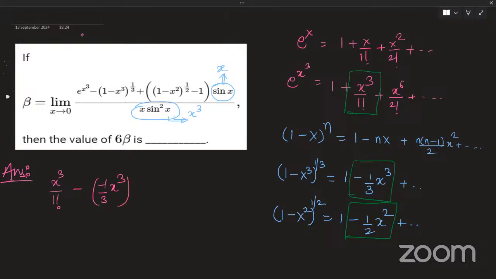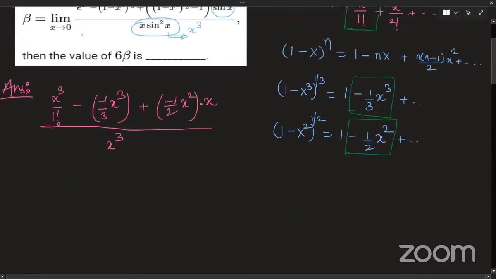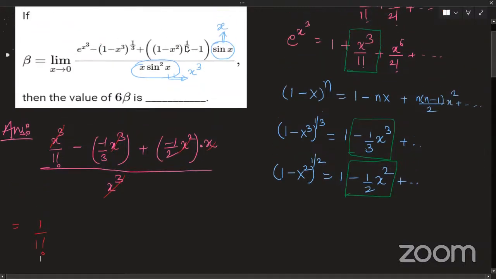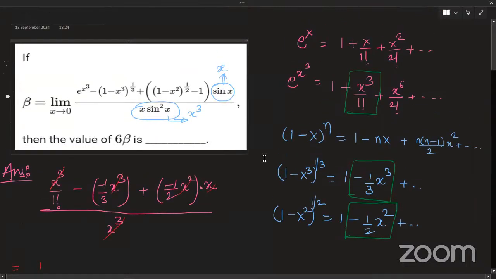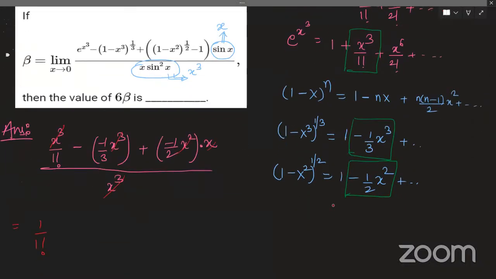Then over here you have got plus minus half x square multiplied with this x, whole divided by x cube. So obviously I can cancel out my x cube with x cube, and I'm left with 1 by 1 factorial. Can I know what happened to the minus 1 in the denominator? Which minus 1? The one multiplied with sin x. Okay, not an issue.